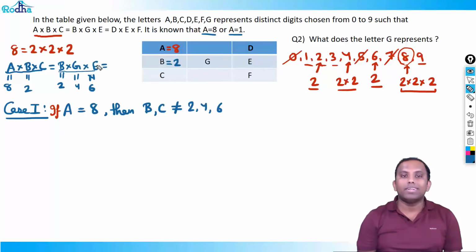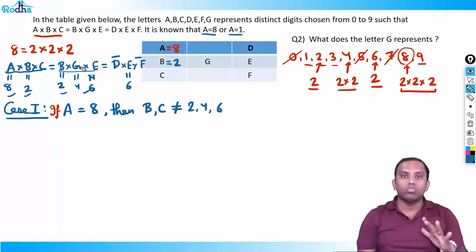Right? But the third term cannot have 4 twos, because D into E into F. Now E is only 1 two. D and F cannot be any multiple of 2 because there are no 2s left. I've used all the multiples of 2 here: 2, 4, 6, 8 are already used, right? So the number of 2s cannot be balanced. That's why B cannot be equal to 2.